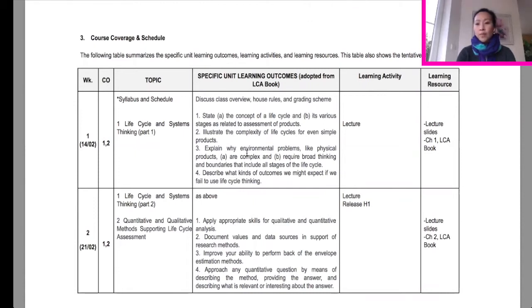I am monitoring the viewership of the videos now, and I've seen 1 view so far. So I encourage you to stick with this recommended schedule, so that the workload does not pile up on you. Okay, and then also following that is the quantitative and qualitative methods supporting life cycle analysis. Okay, and the lecture video on this has also been uploaded already on UVLE.